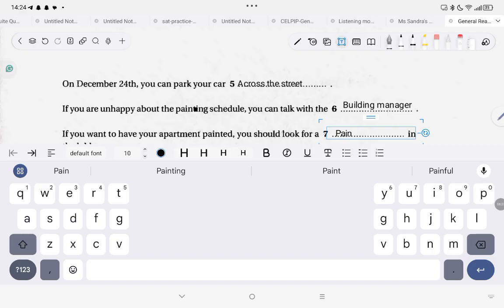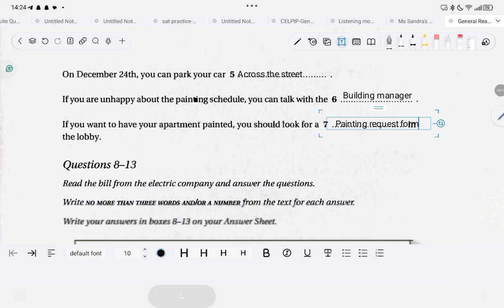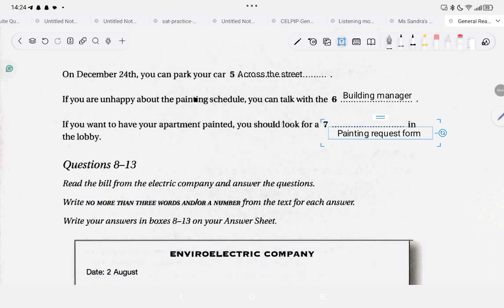A has been written for us, so we're not writing A again. But if A was not there, it should have just been a request form because that should be three words. Do you understand? Painting request form. Okay. Let me bring that down so you can see it clearly.